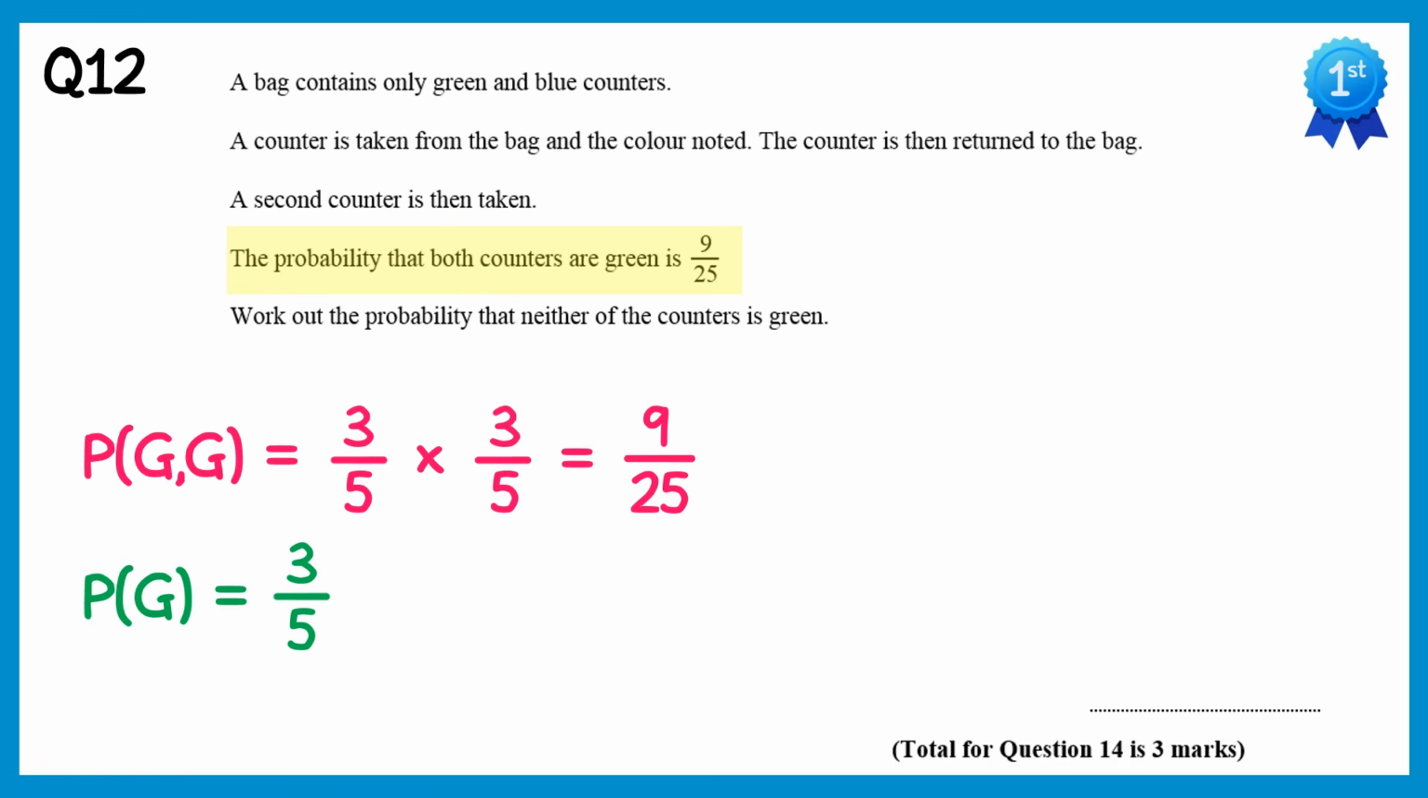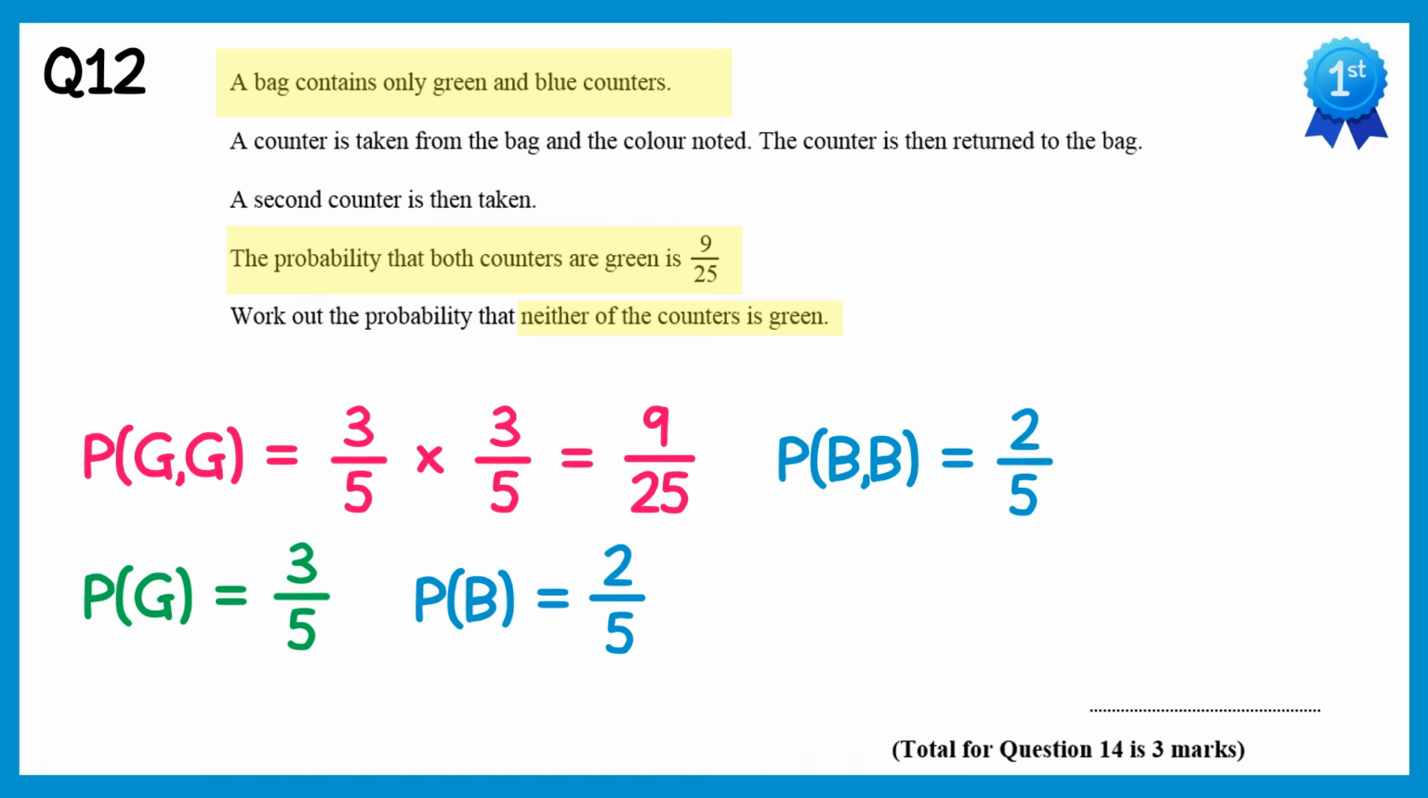In the question, we're told that the counters are only green or blue. This means the rest must be blue, so 2/5 of blue. If we're now asked to find the probability neither of the counters is green, they must both be blue. So we're trying to find the probability of blue followed by blue, which is 2/5 times 2/5, which gives you 4 over 25. And that's the answer to the question.